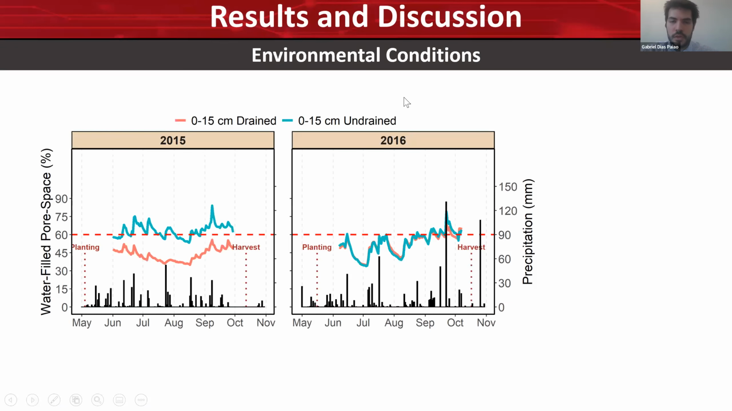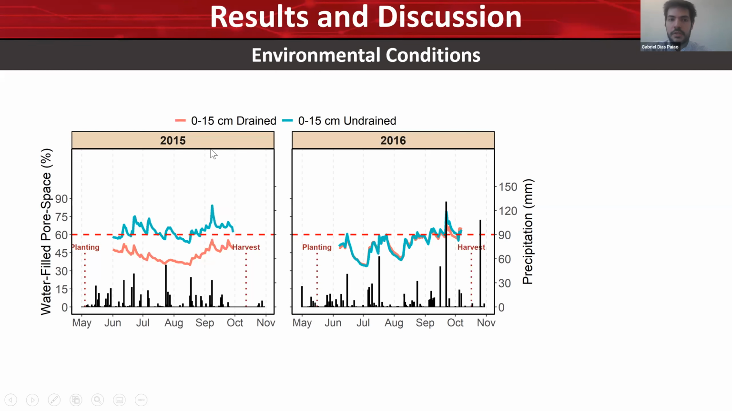So moving on to the results now. This figure shows the water filled pore space on the y-axis, and this red dashed line represents the field capacity. And then we have different colors for drained and undrained conditions. We have water filled pore space measured continuously throughout the grain season in 2015 and 2016. And on the y-axis on the right-hand side, we have precipitation, which is indicated by these black bars.